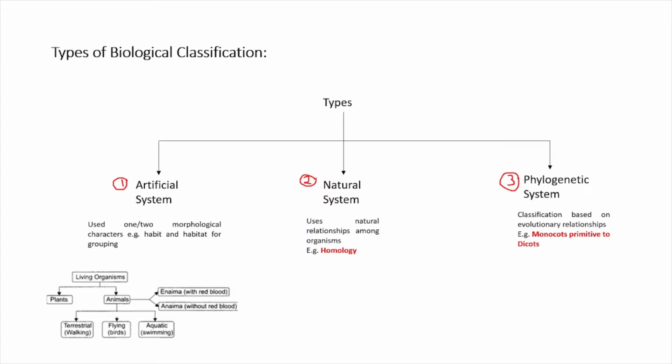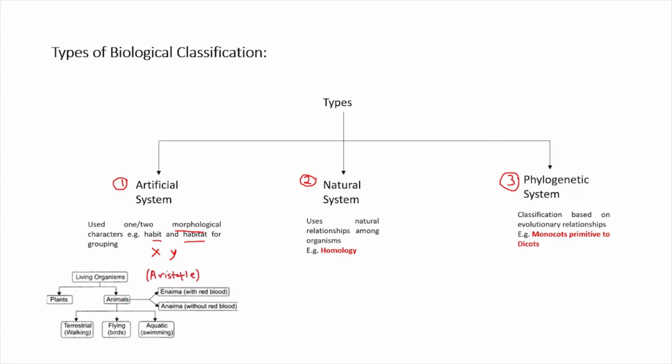The artificial system was a very primitive system of classification used by Aristotle. He used one or two morphological characters like habit and habitat of organisms for grouping. Suppose you have two organisms X and Y, and if you find some similarity between them on the basis of habit or habitat, then you place them according to the artificial system of classification. So this was the very primitive system used by Aristotle.